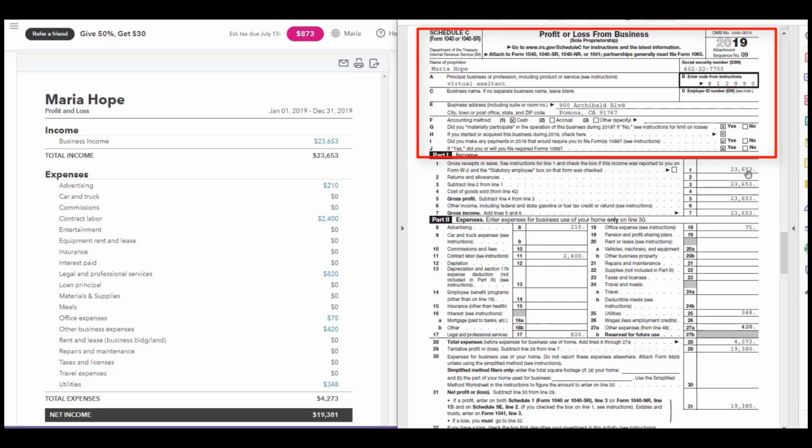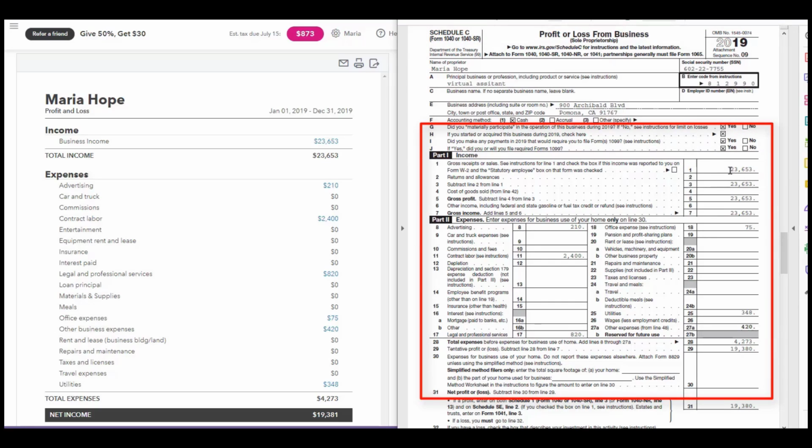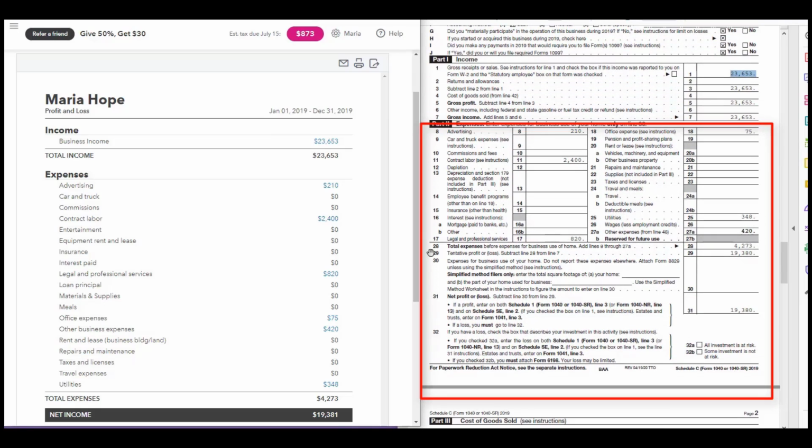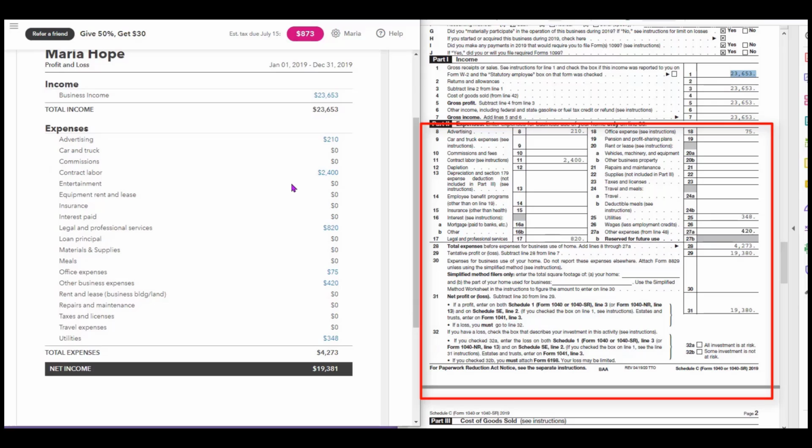Then she starts here on Part 1, and she's like, awesome. That number looks exactly like the number from my QuickBooks Self-Employed business income. She keeps going down on her Schedule C, and she's looking at it against the expenses area of her QuickBooks Self-Employed profit and loss. So ultimately, she's basically cross-referencing what's in QuickBooks Self-Employed with what's inside of her Schedule C.